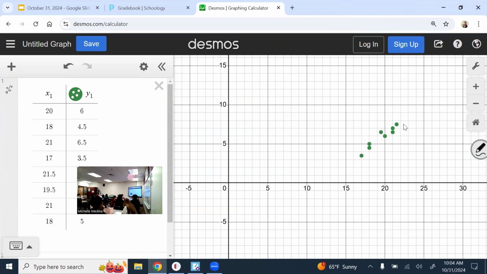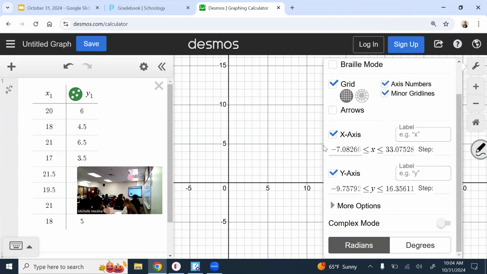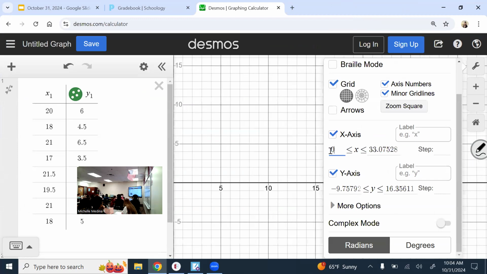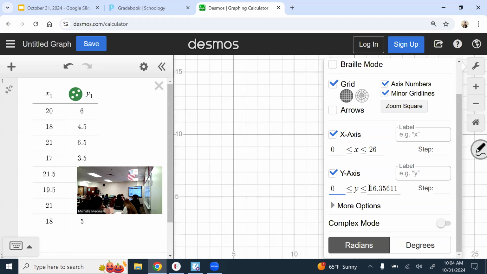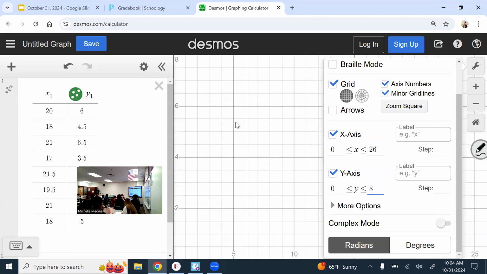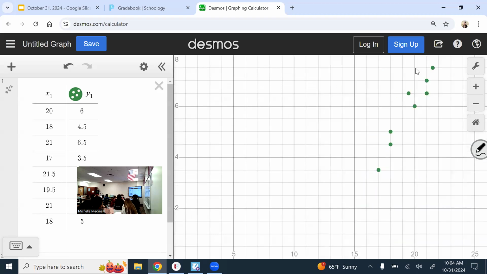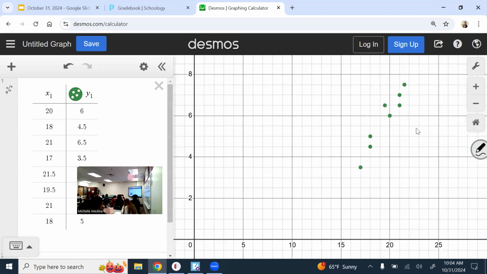It doesn't look quite like the one on our paper because they're using different tick marks. If you ever want it to be the same exact tick marks, hit this little wrench. Where it has values for the x-axis, you can put where it starts and where it ends. So if I want my x-axis to start at 0 and my highest was about 26, it could go like that. And then my y-axis started at 0 and ended around 8. Now it looks more like what's on your paper by adjusting the window.